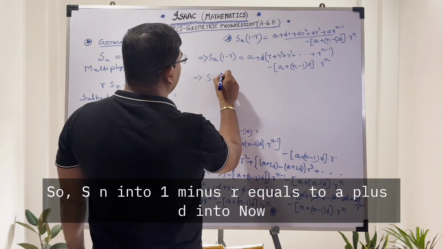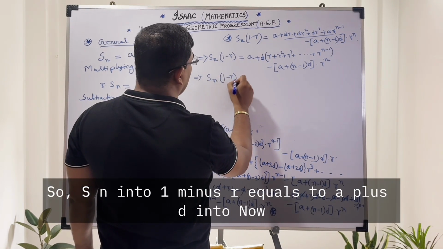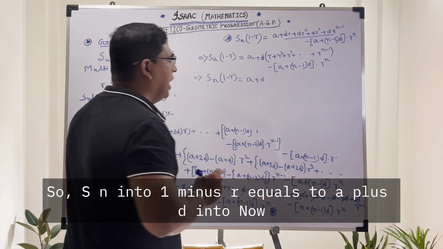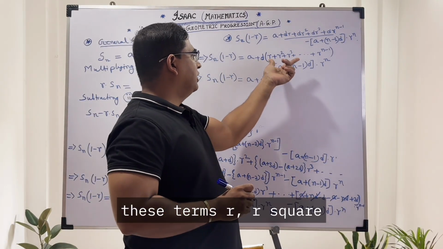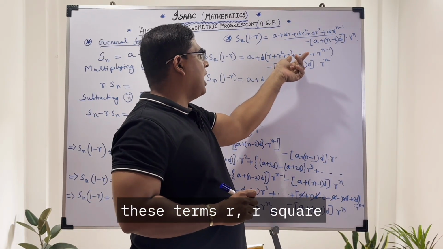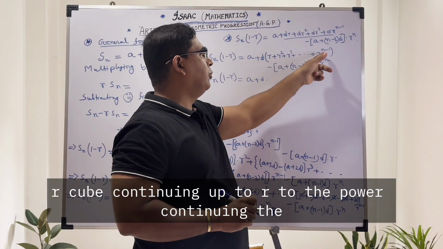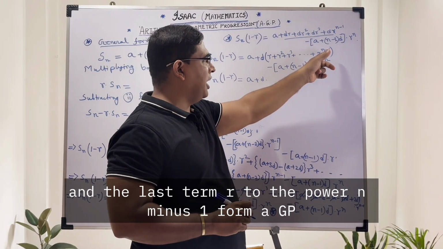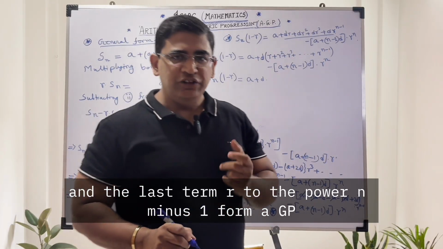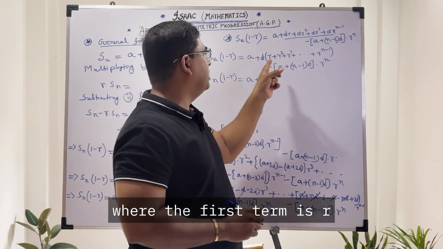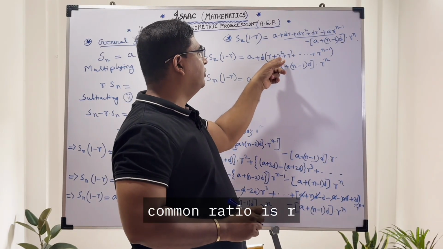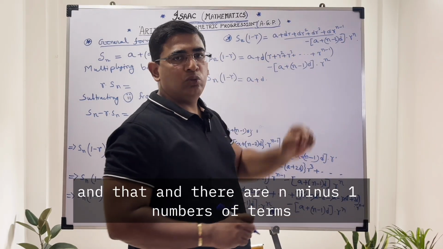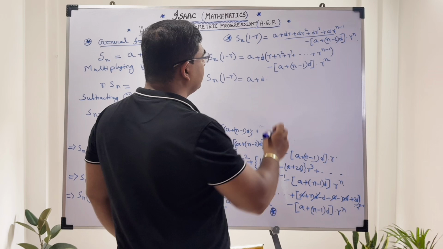So Sn into 1 minus r equals to a plus d into, now these terms r, r square, r cube continuing up to the last term r to the power n minus 1 form a GP, where the first term is r, common ratio is r, and there are n minus 1 numbers of terms.